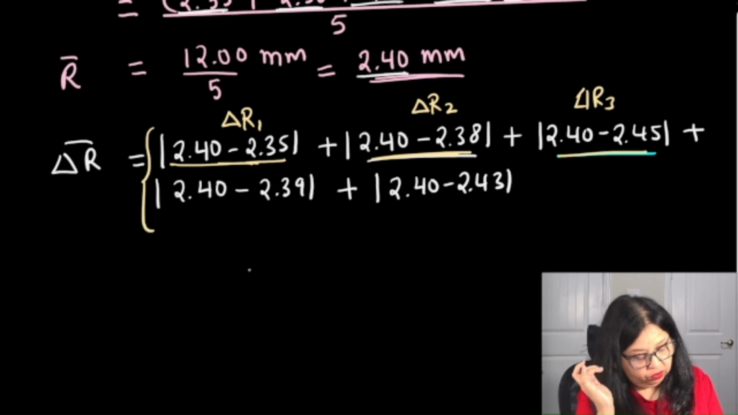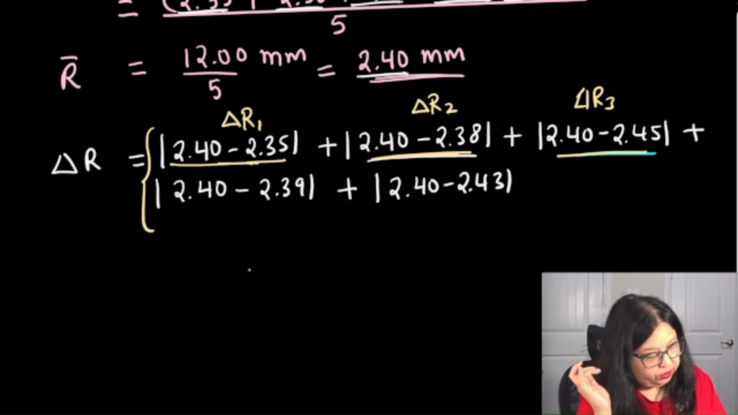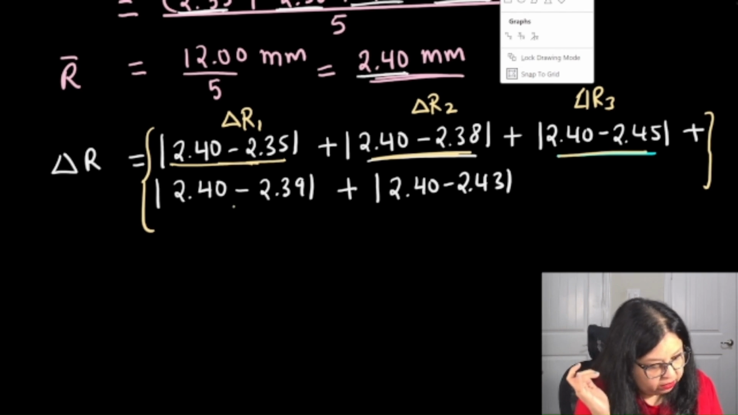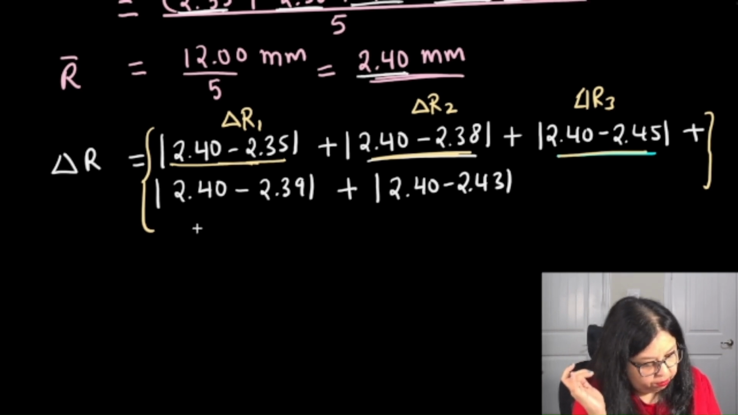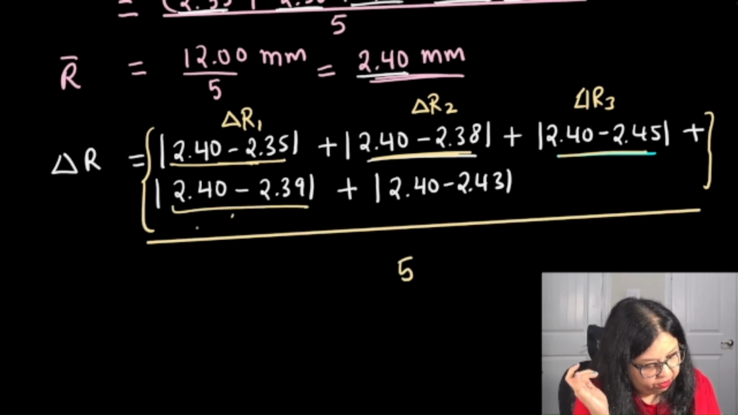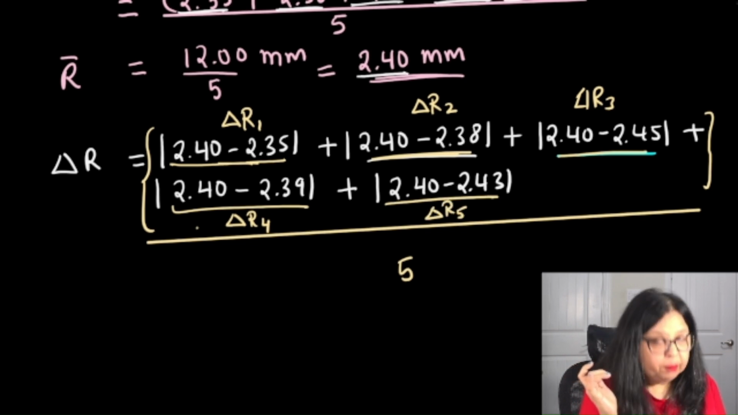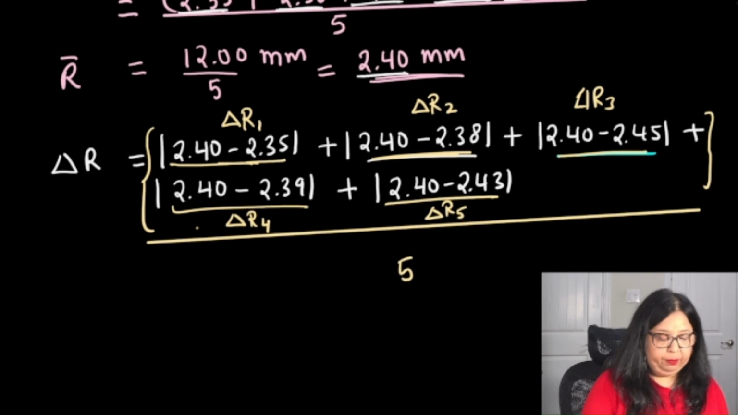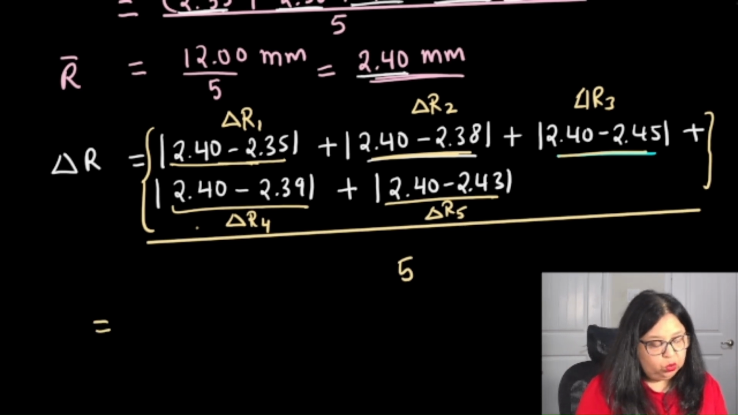What are we doing next? To find this average, that's what the bar implies. We're going to divide this entire sum by what? 5. Why? Because we have here 5 absolute errors that are being added. What does this give us?